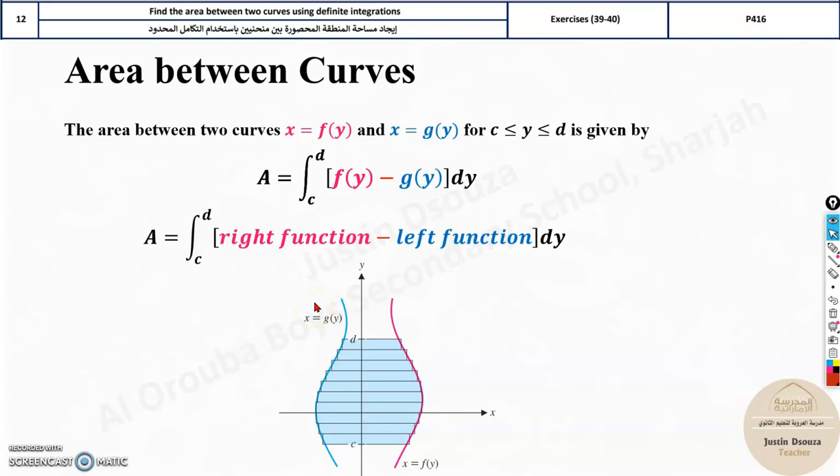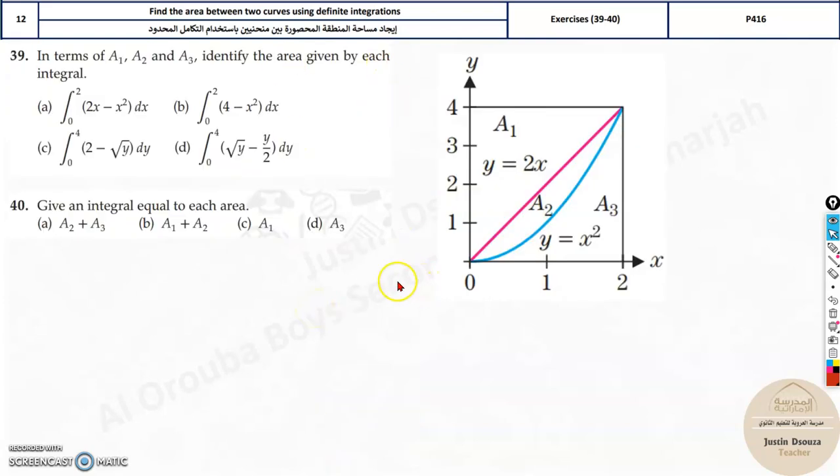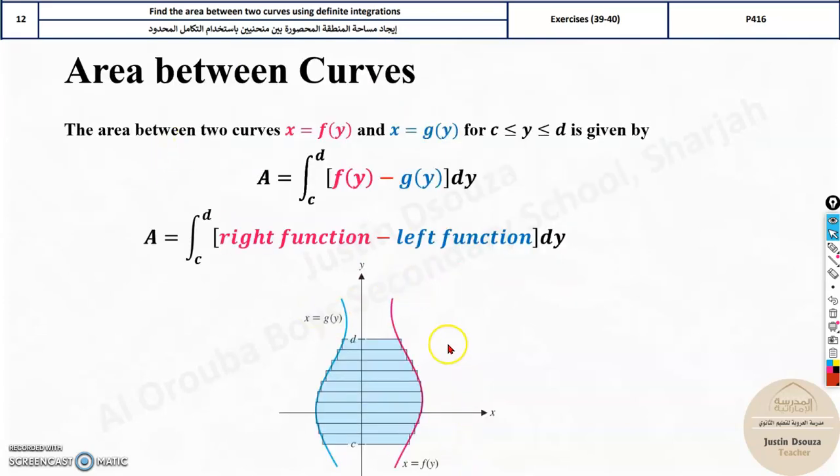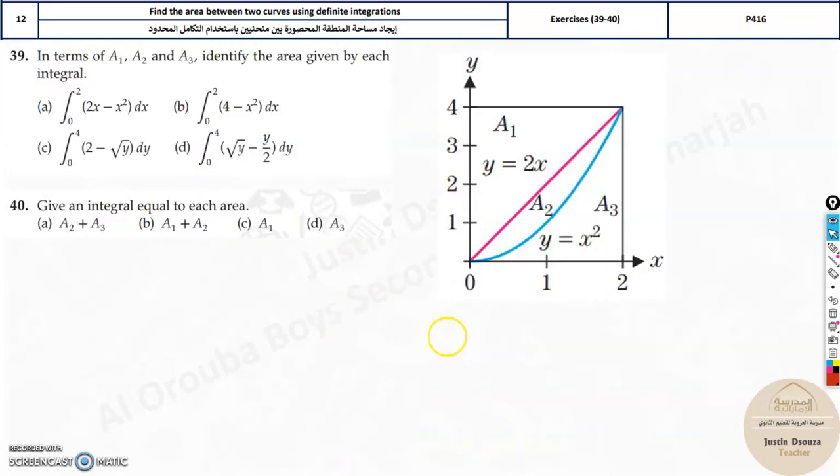Now the next one over here, this type of problem, you don't need to solve all that just like what we have done in the previous video or before that. But here this is very crucial, for example, understanding the concept. That is it. Now let's look at this figure. The figure is given in terms of a1, a2, a3. Identify the area given by each integral.